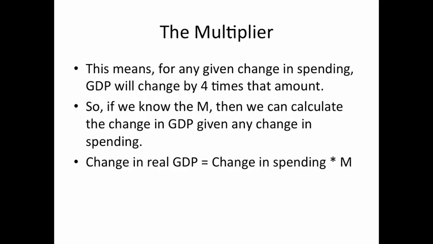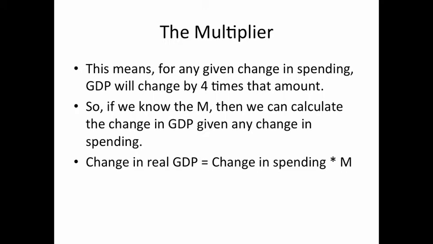And the multiplier is very useful to us. So what does a multiplier of 4 mean? It means in this economy, given any change in spending, real GDP will change by 4 times that amount. So again, that's what we saw in our table. The original increase in spending was $100,000. The resulting change in real GDP was $400,000, so 4 times the amount.